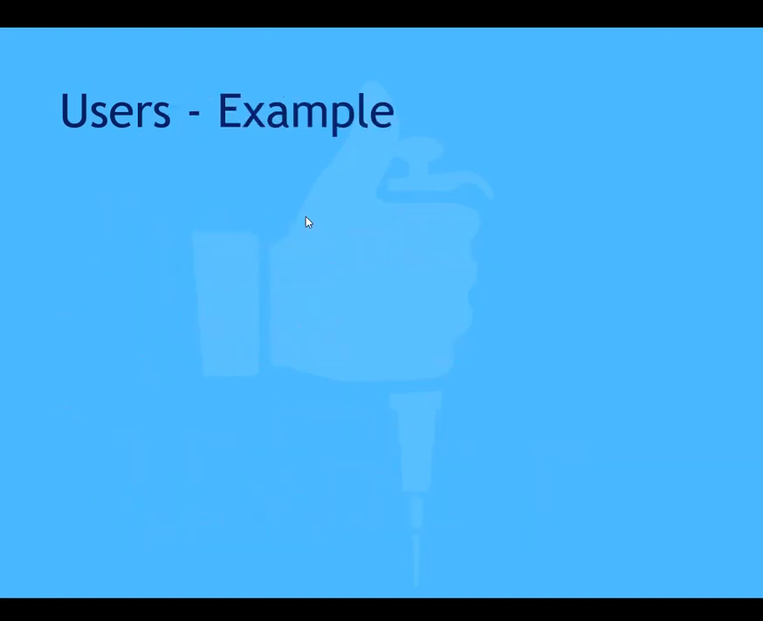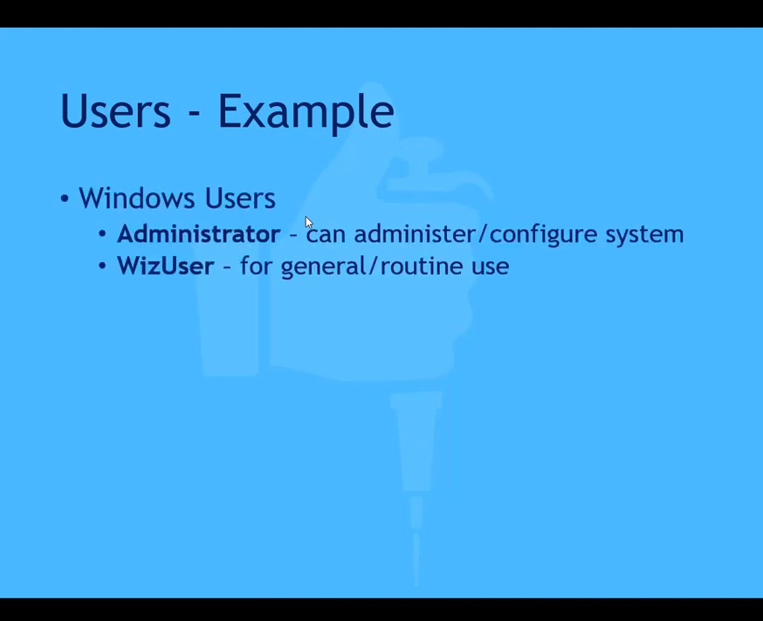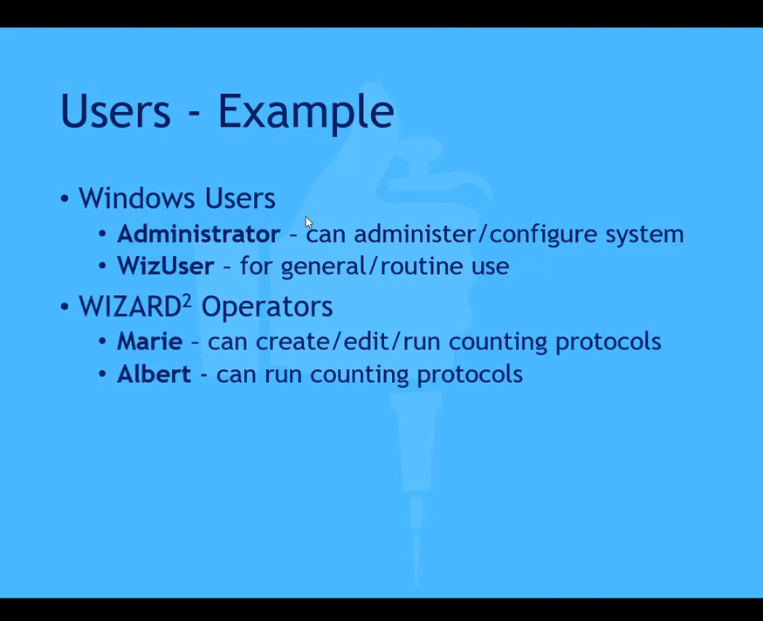To illustrate these different types of users, throughout this series of videos, I'll use some example users. Of course, we have the Windows users, the administrator, and the WizUser account. These are the default Windows users on the WIZARD2 PC system, and we'll be using those here. Also, we will set up some WIZARD2 operators. We'll create an account called Marie. Now, Marie will be able to create, edit, and run counting protocols. And Albert will only be able to run counting protocols. So he won't be able to create or edit counting protocols himself.